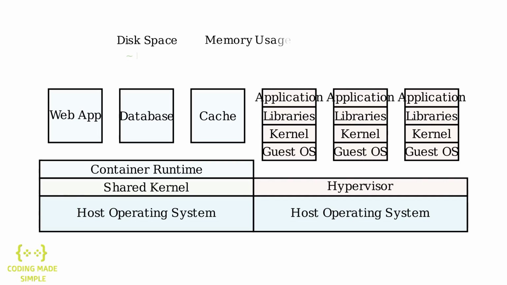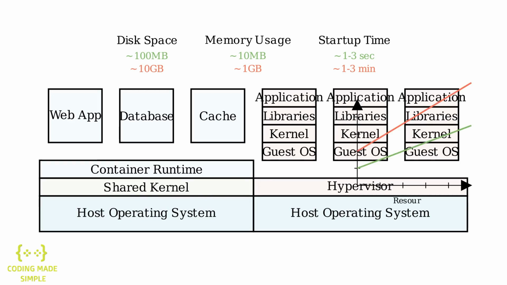The architectural differences lead to significant variations in resource usage. Containers typically require only megabytes of space and minimal memory. Container startup times are typically just a few seconds, while virtual machines can take several minutes to boot. This graph shows how resource utilization scales with workload. Containers maintain lower overhead even as demands increase. The memory footprint difference is substantial. A typical container might use tens of megabytes, while a VM requires gigabytes of memory.